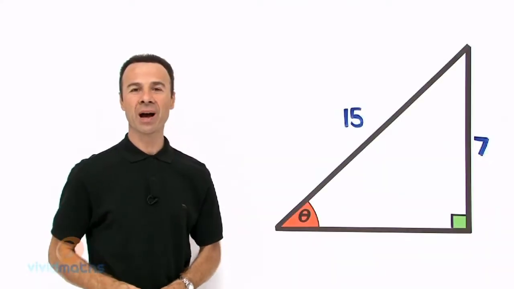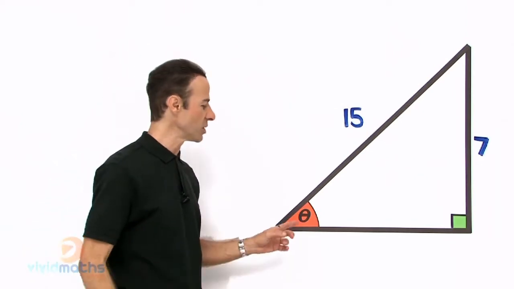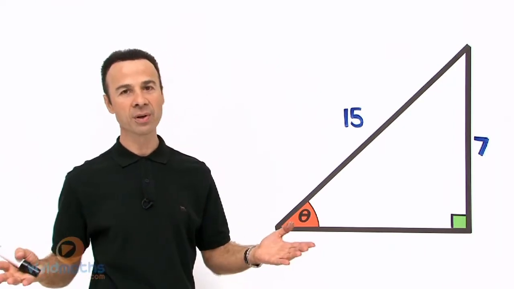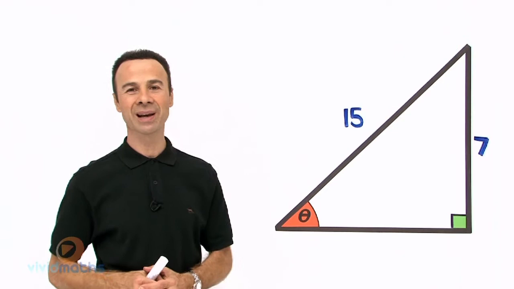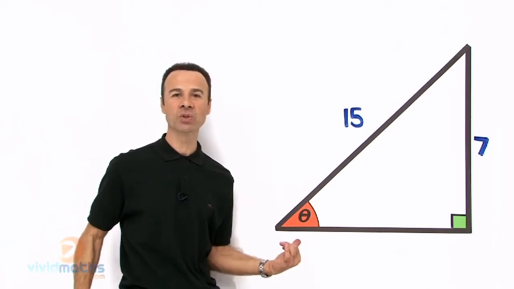Hi guys, we are now looking for the missing angle. Here's the angle that's missing, theta. Your task, your mission, is to find what theta is. It's a pronumeral. Theta, the Greek letter, pronounced theta, T-H-E-T-A. That's what we're looking for.